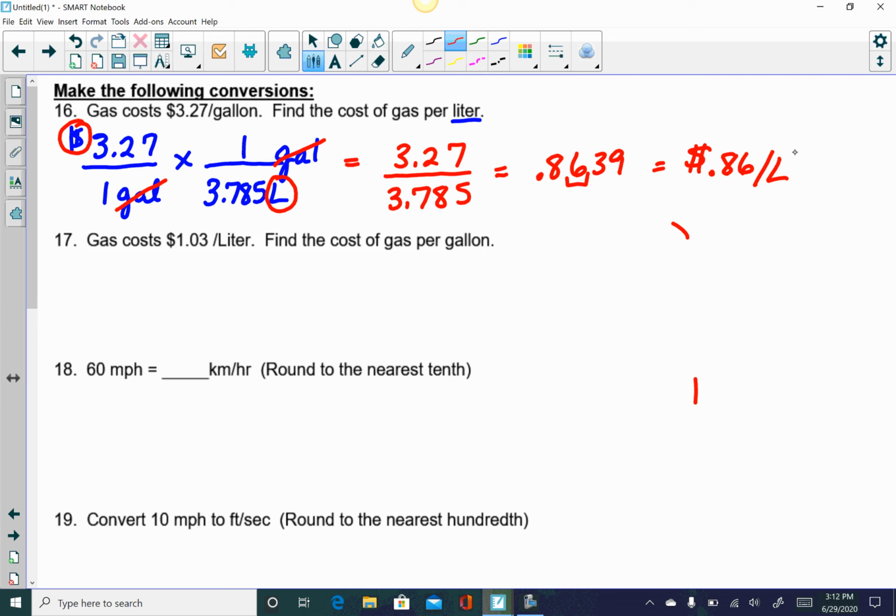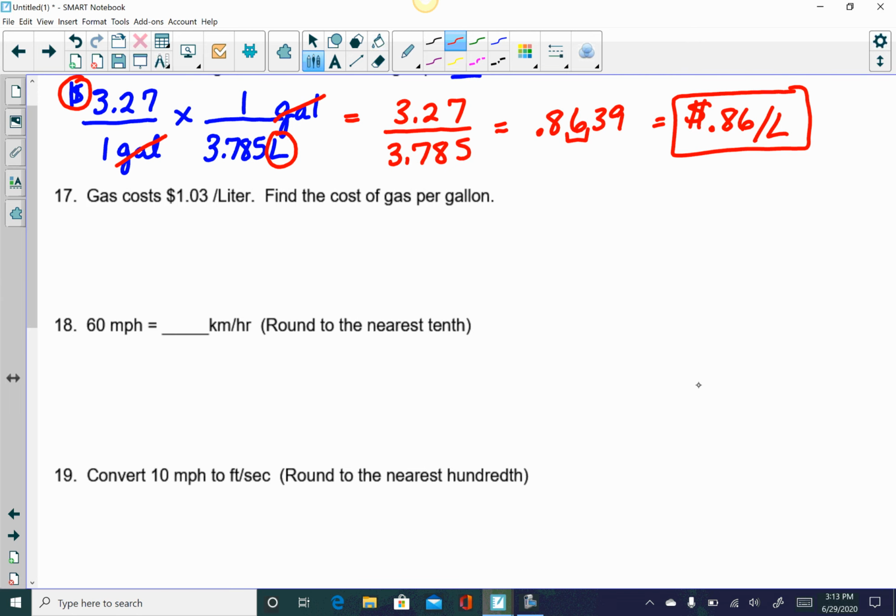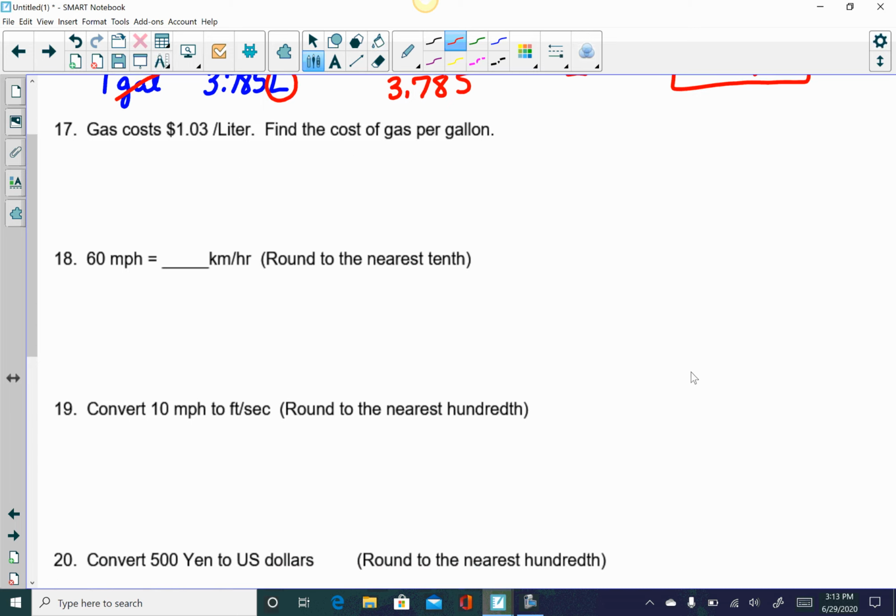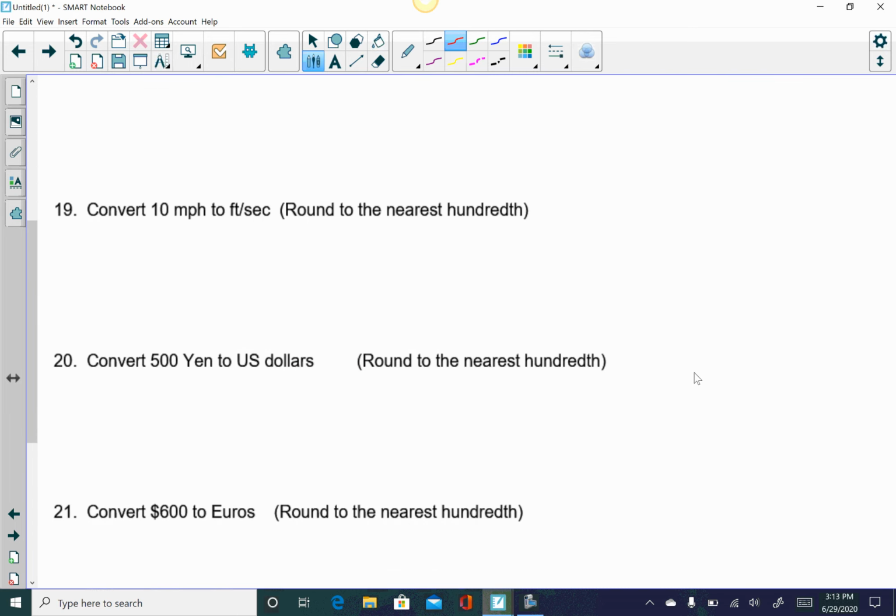Okay. I definitely encourage you to stop the video now and try number 17. And maybe even try 18 as well. I'm going to do number 19 because 19 is a little bit more involved than 18, but 18 and 19 are similar to one another. In number 19, they want us to convert 10 miles per hour into feet per second. Okay, notice how here I put 1 unit up top and 1 unit on the bottom. It's always imperative that you do that.